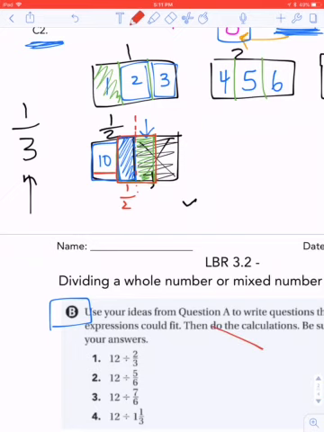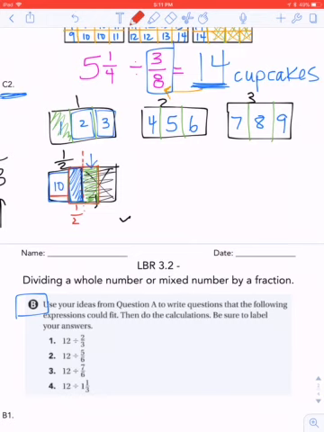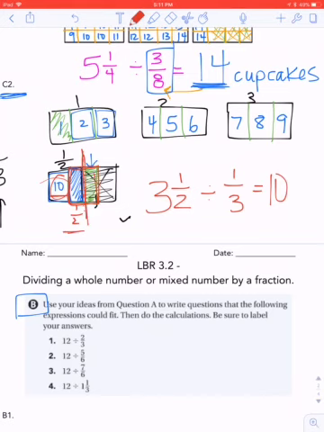So when we go ahead and write our number sentence, we have 3.5 cups of flour. We're dividing it into 1/3 cups, and we get 10 whole 1/3 cups, and then the next 1/3 cup we split right in half. So I get 10.5.